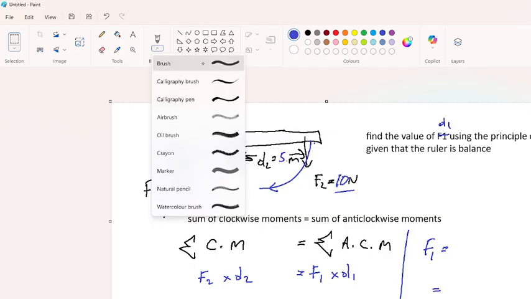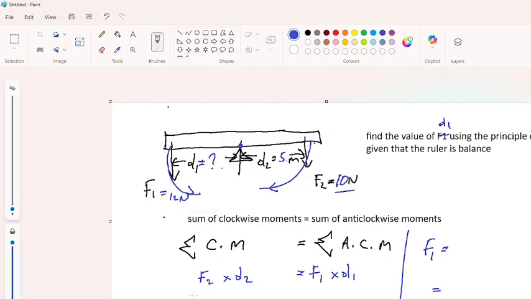All right. So this would have been F2, which is 10 times 5, is equal to 12 times D1. This is going to be 50 is equal to 12 D1. So we're going to have 50 divided by 12, and let's call it 1.47 newtons. And that's easy peasy lemon squeezy.